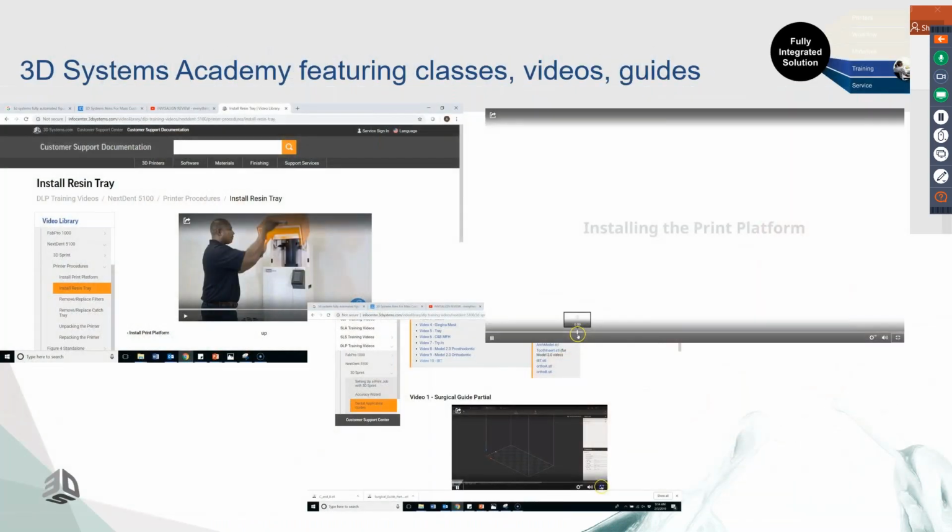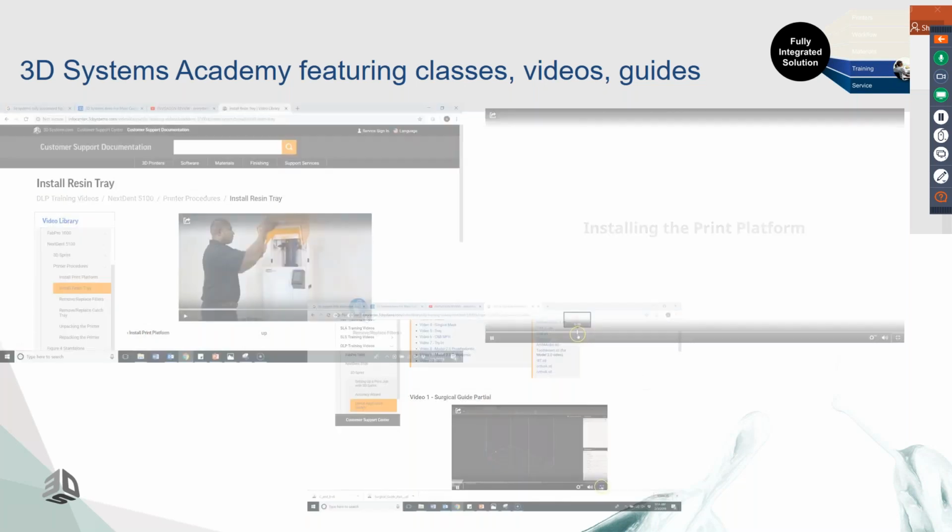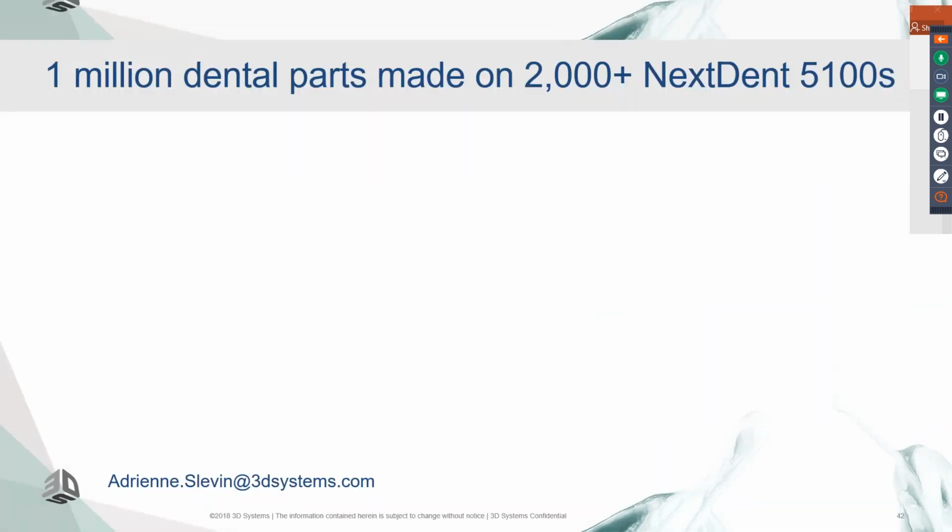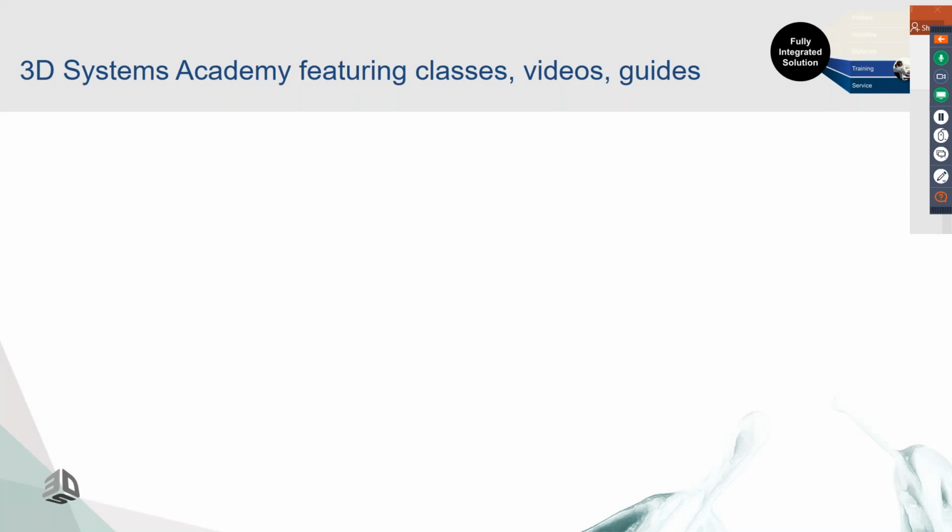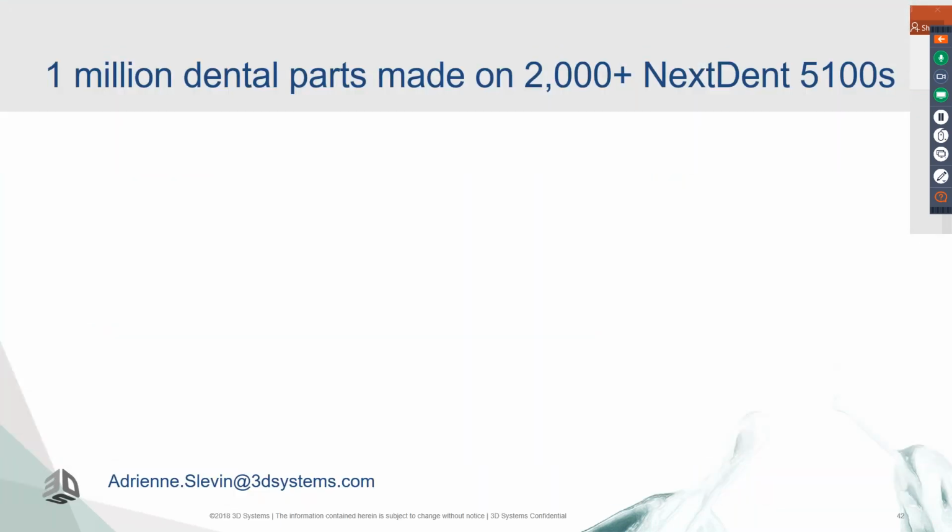So feel free to check out our academy. We're going to have a lot of webinars coming from Nextdent and 3D Systems while we're all sitting at home, or while everyone is trying to take up that time to learn. And if you want to learn more about it, I think that I will have that in the PowerPoint where the exact academy is. So if you just Google Nextdent 5100 user guide, it'll pop right up. And in the last 18 months, we've had 1 million dental parts made on over 2,000 Nextdent 5100s.